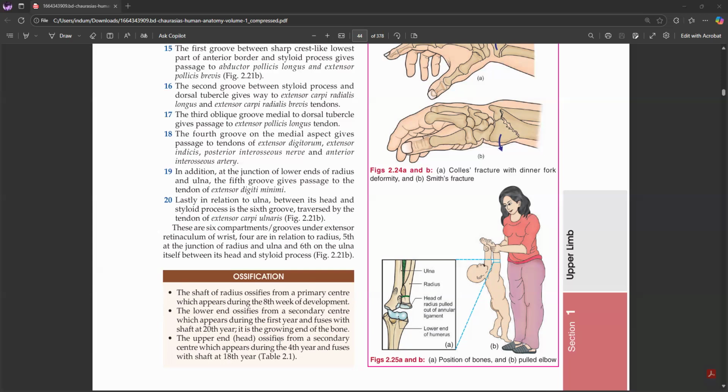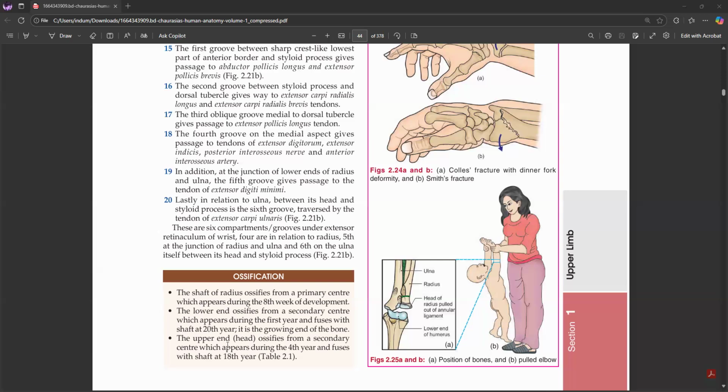These are 6 compartments or grooves under extensor retinaculum of wrist. 4 are in relation to radius, 5th at the junction of radius and ulna, and 6th on the ulna itself between its head and styloid process, figure 2.21b.